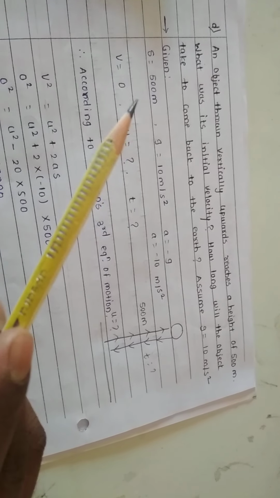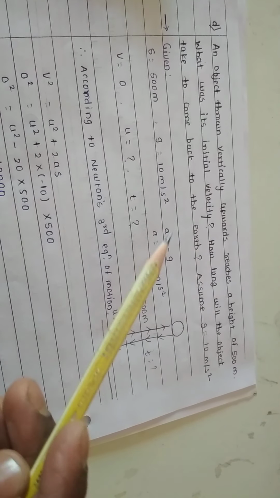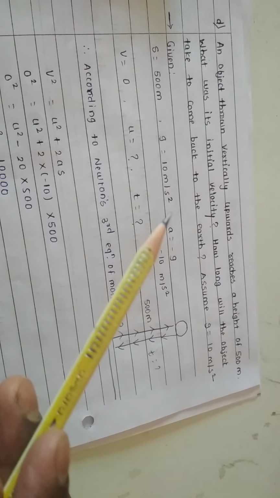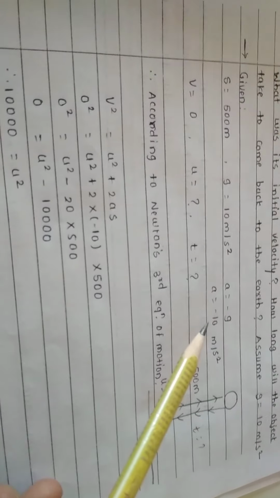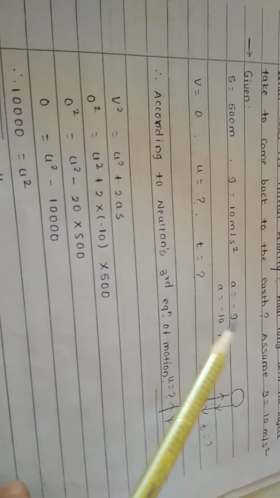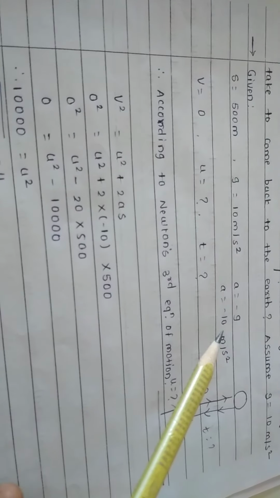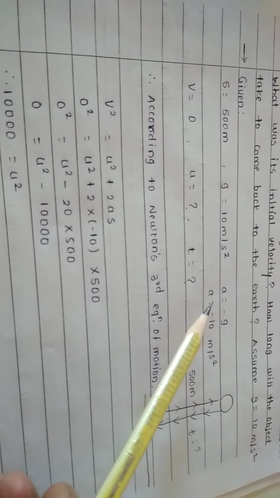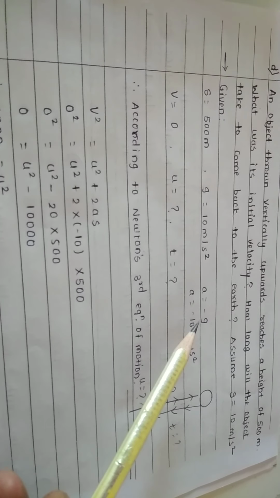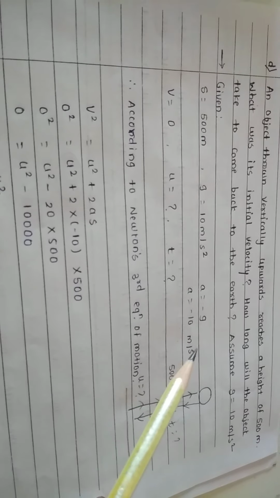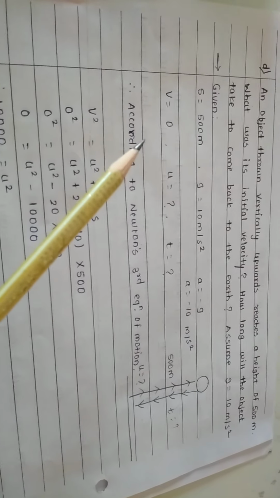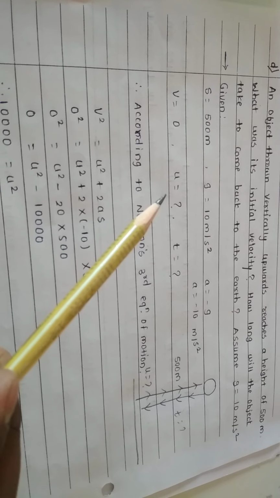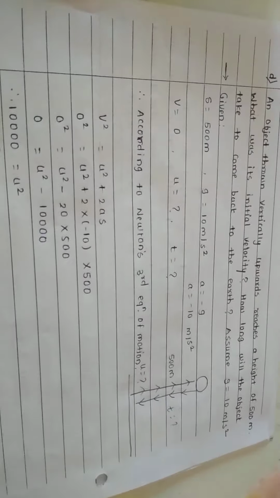So given, s is equal to 500 meter, s means distance, g is equal to 10 meter per second square. And we know that for calculating the motion of an object thrown upwards, acceleration is negative. So here we take the negative acceleration, that is a is equal to minus g, so a is equal to minus 10 meter per second square. Here v is equal to 0, the final velocity is 0. We have to find out u, the initial velocity, and t.